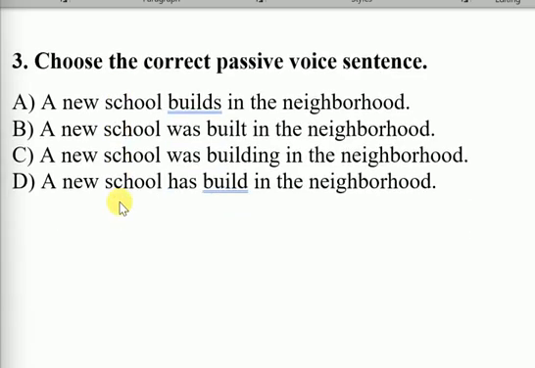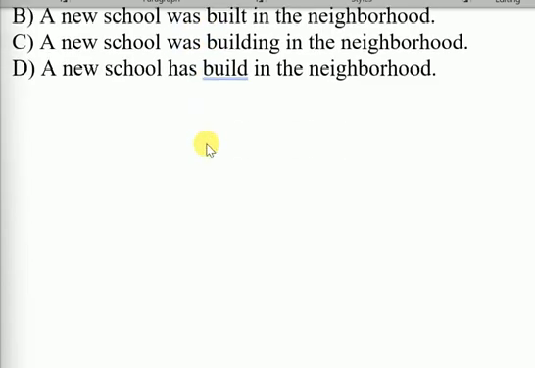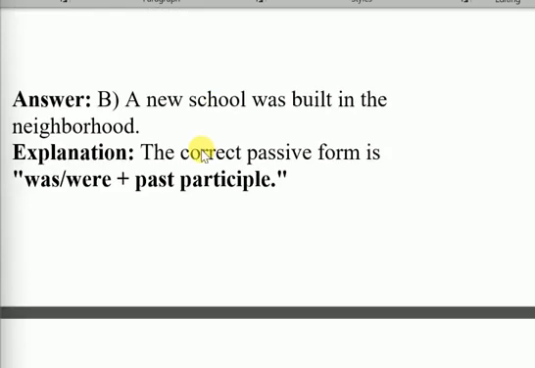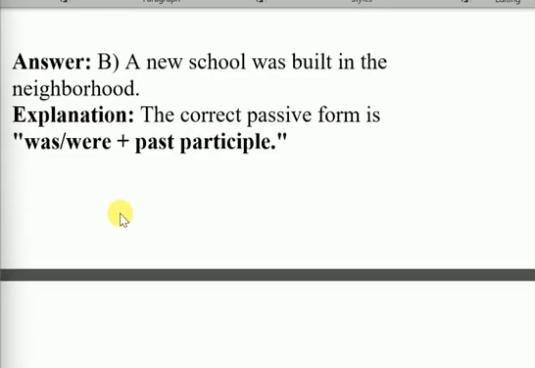3. Choose the correct passive voice sentence. A. A new school builds in the neighborhood. B. A new school was built in the neighborhood. C. A new school was building in the neighborhood. D. A new school has built in the neighborhood. Answer. B. A new school was built in the neighborhood. Explanation. The correct passive form is was or were plus past participle.